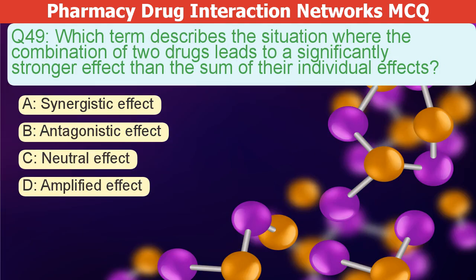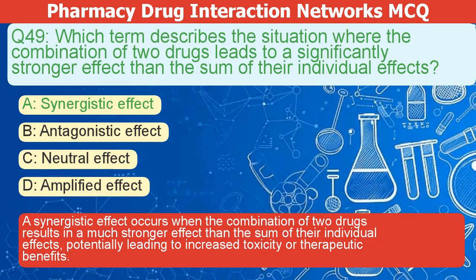Which term describes when two drugs combined have a much stronger effect than each alone? A. Synergistic effect. B. Antagonistic effect. C. Neutral effect. D. Amplified effect. The correct answer is A. A synergistic effect happens when two drugs together create a much stronger effect than each drug alone. This could mean more side effects or better treatment.